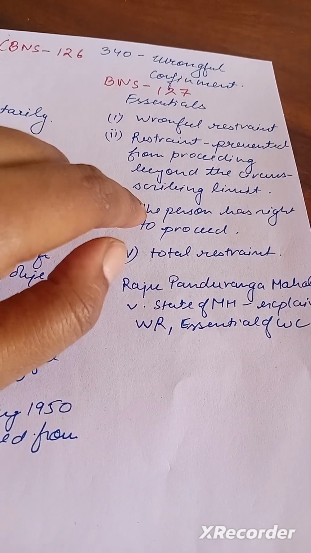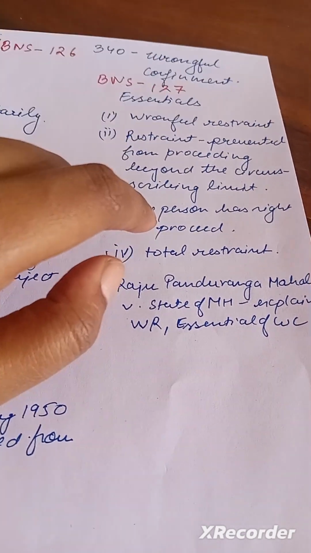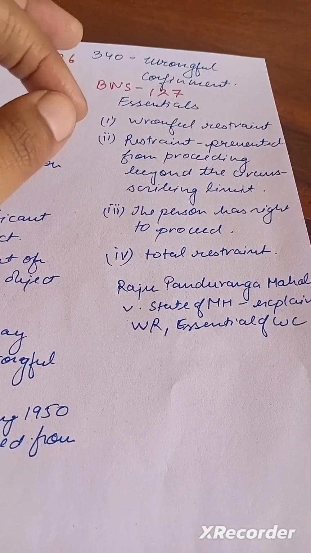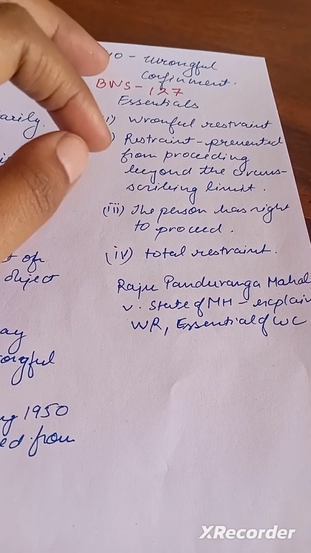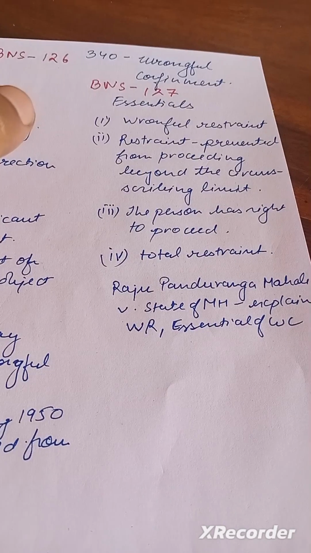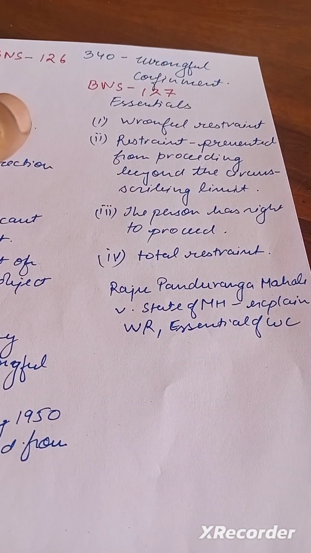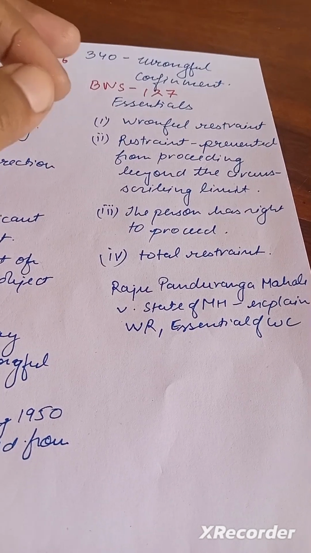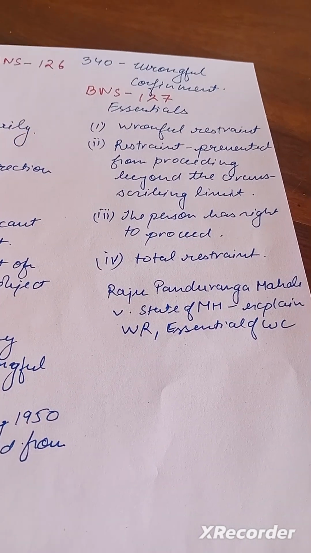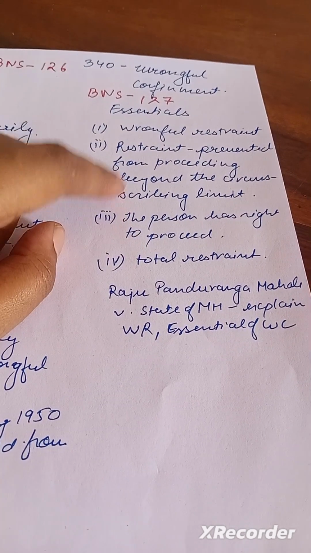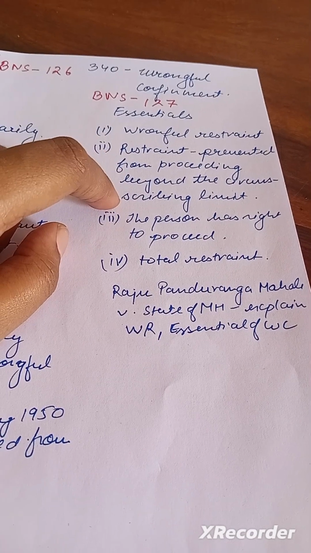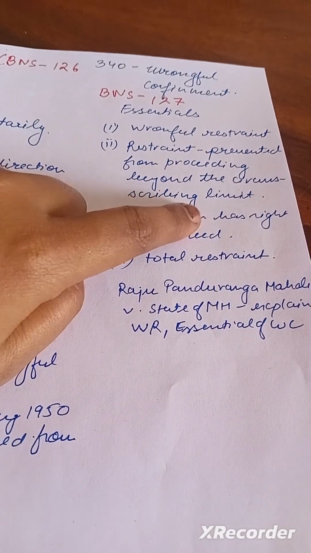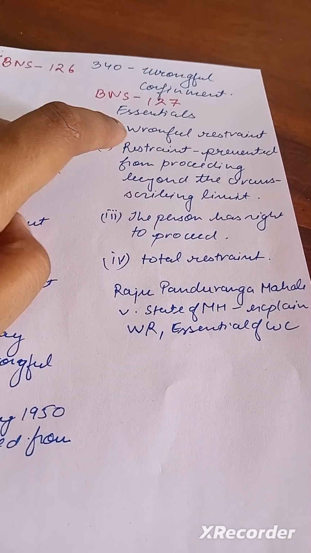So like if a police officer without any reasonable cause is holding a guy in the police station, and the police officer didn't have any right to stop that person. So the person after the inquiry can easily move out of the police station. But here, if the police officer stops that person from proceeding beyond the circumscribing limit, that will amount to wrongful confinement.